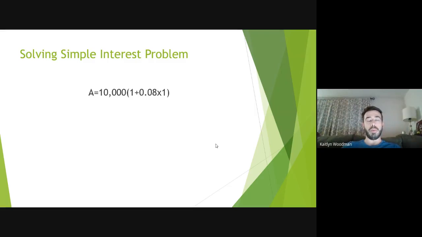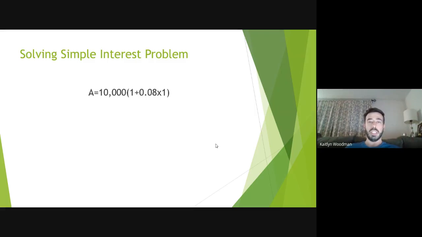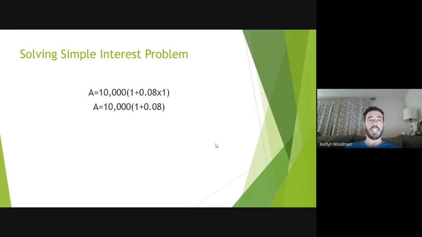So looking at this problem, we know with the order of operations that we will want to start working within the parentheses. And then in those parentheses, we're going to have the option of addition or multiplication. And with the order of operations, we know we'll start with multiplication. So 0.08 times 1 is 0.08. And then staying inside those parentheses, we'll move on to addition.